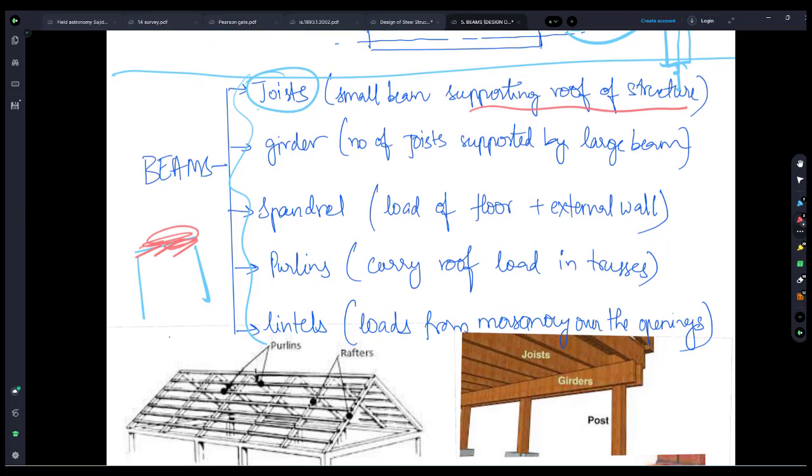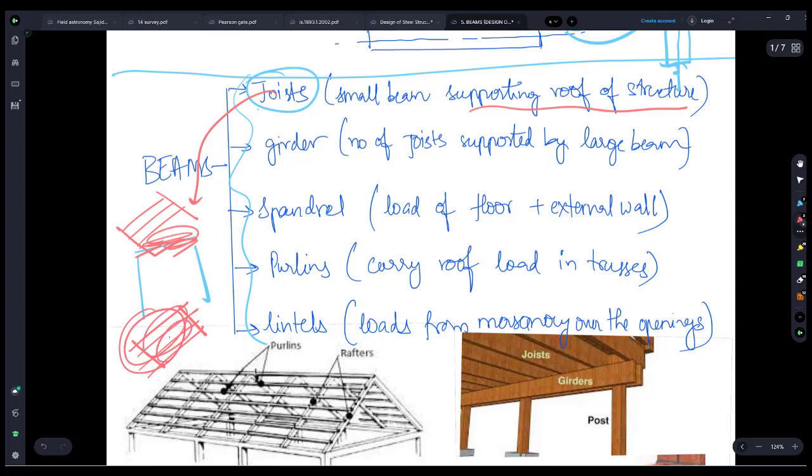And all these beams, ye jo joist hai, at the ends, they have to be supported, right? First, there will be some beams. On this, we will have these joists, and these joists will be supporting my roof. So these beams on which the joists are supported, I am calling them girder. A number of joists are supported by a large beam, and I am calling this large beam a girder. I hope it is very clear for you. Koi problem nahi hai isme.